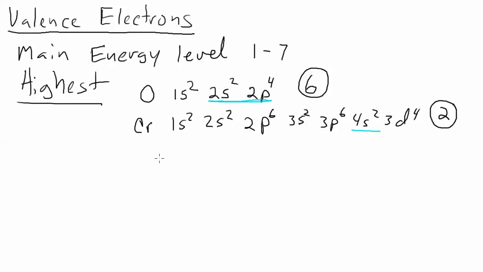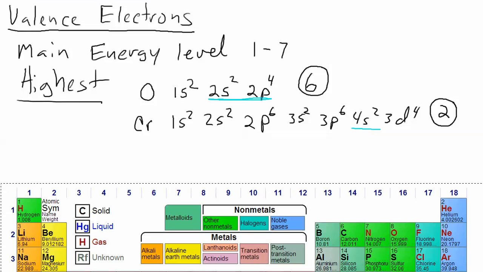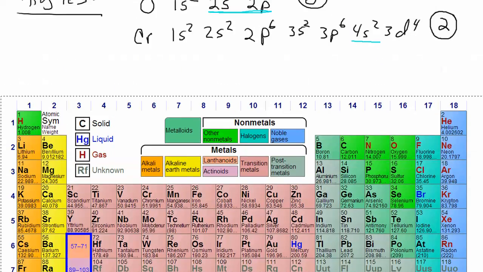So for us to figure out with these two examples how many valence electrons these elements have, I actually wrote out the configuration for each element's electron cloud. But guess what? There's really good news. You don't have to do that every time you want to know how many valence electrons an element has. So I just brought in our periodic table here, and I'm going to show you that there's a really nice pattern to these valence electrons.